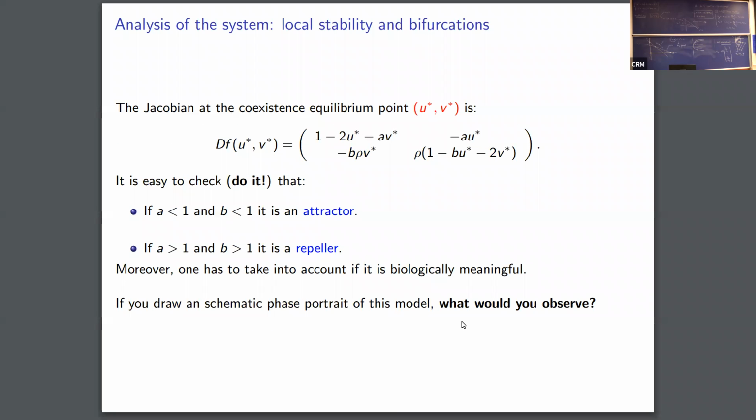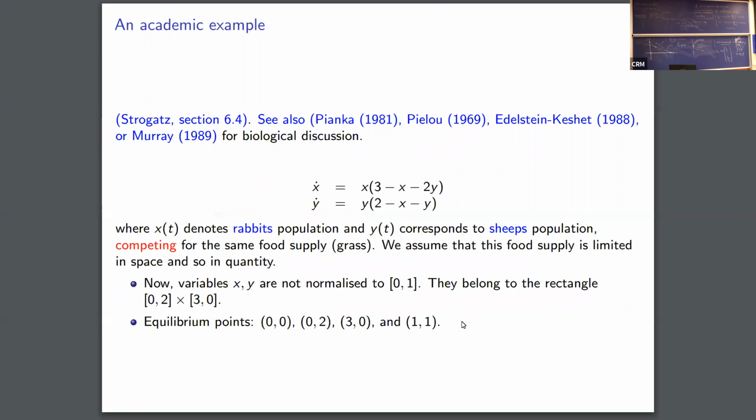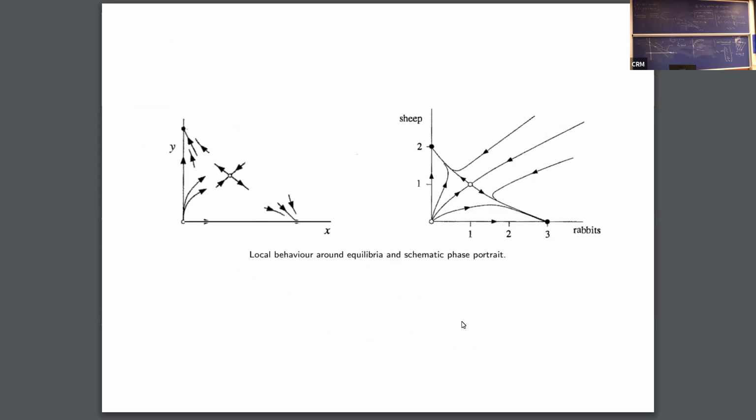So you do the same with this coexistence point, whatever it is. And then the difficult part is to combine all this local information, trying to figure out which is the global behavior. Let me just put this as an academic example, with very nice figures. If you do this, you compute the points, you compute the local stability, and what you get is this behavior here.